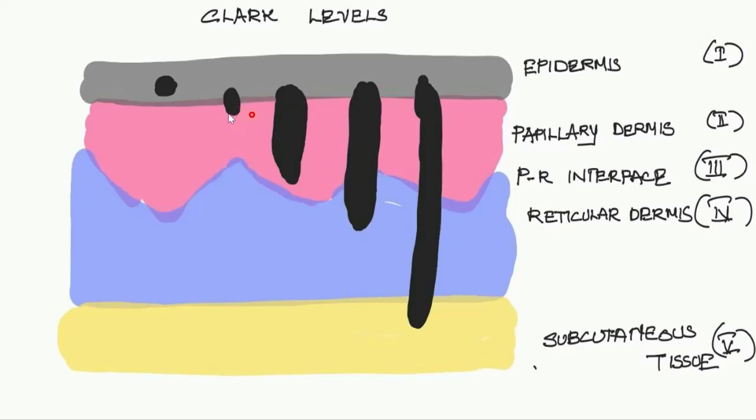If it is involving the papillary dermis, it becomes stage 2. If it is involving the papillary reticular interface, that means this blue one is the reticular dermis, and this is the papillary dermis. The papillary dermis has dipped into the reticular dermis, and the reticular dermis is pushing into the papillary dermis. This hill and valley area, if this area is involved, it is stage 3. So, if the papillary reticular interface is involved, it is stage 3. If the proper reticular dermis is involved, it becomes stage 4, and if the subcutaneous tissue is involved, it becomes stage 5. So, that is the different Clark levels in case of melanoma.